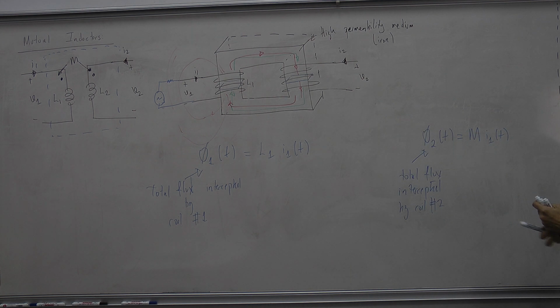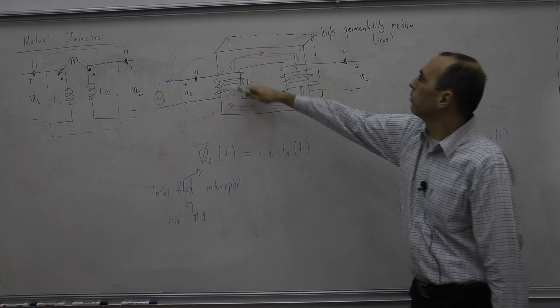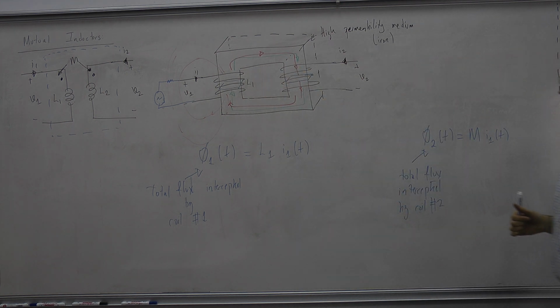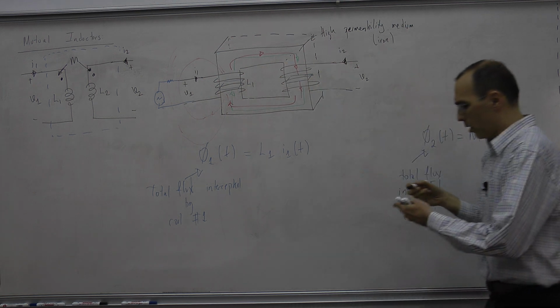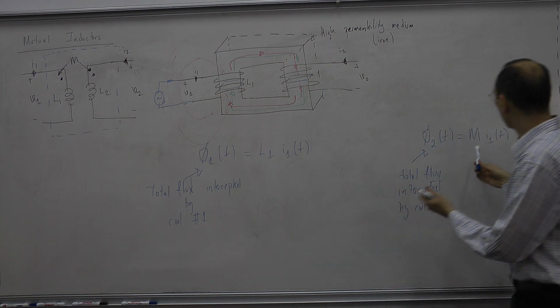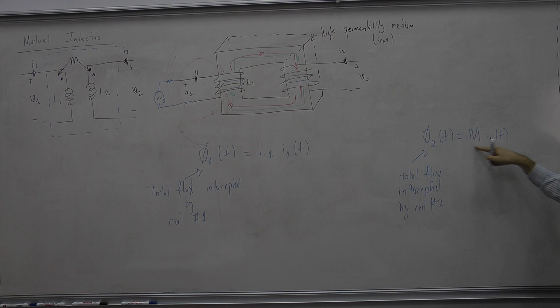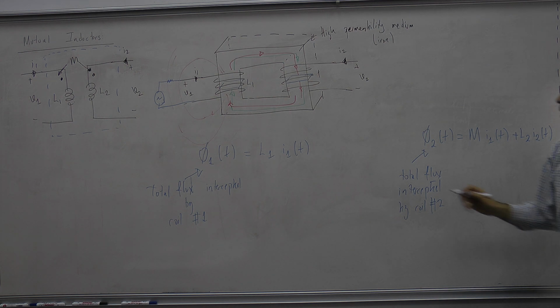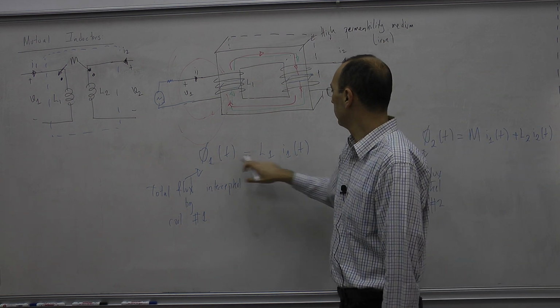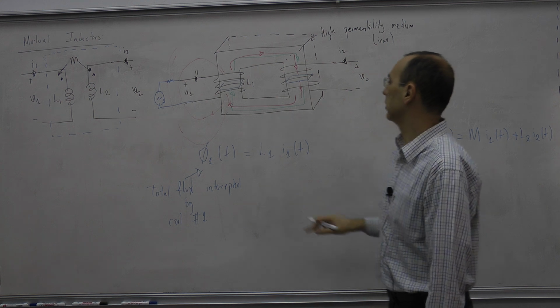And this is essentially the same mechanism, creating this B field across this iron core. Okay. So now we say that for the second one, this is due to the mutual coupling, and I have L2 times I2 of t. Actually, this flux equation is the definition of the inductance.